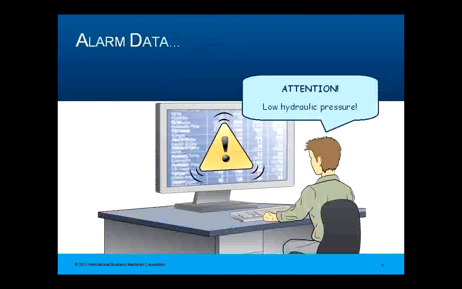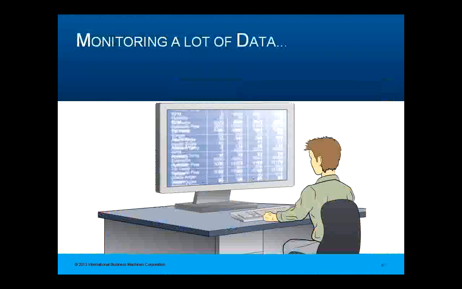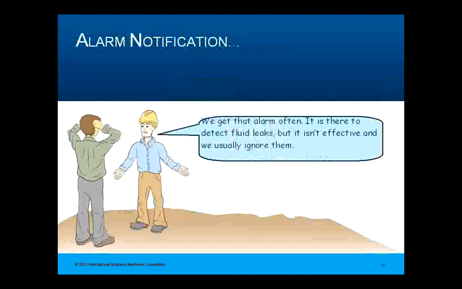Along with measurement data is alarm data and log data. Here we see a low hydraulic pressure alarm. Let's see what happens as this scenario progresses. The asset manager is busy trying to monitor a lot of data, whether it's measurement data, log data, sensor data of all types. There are some alarms coming in.